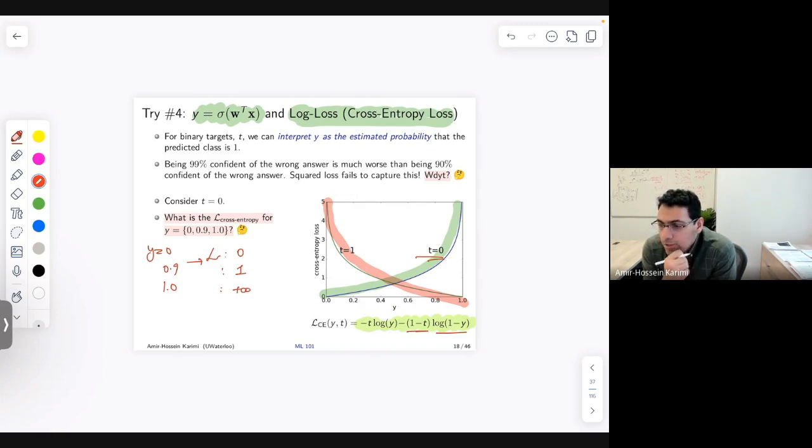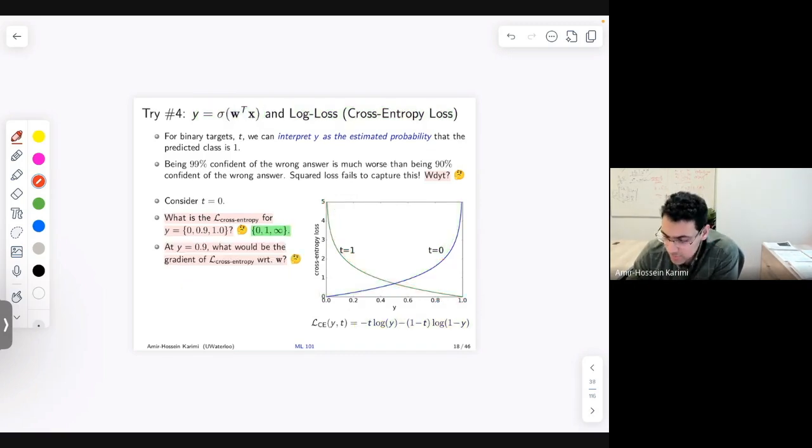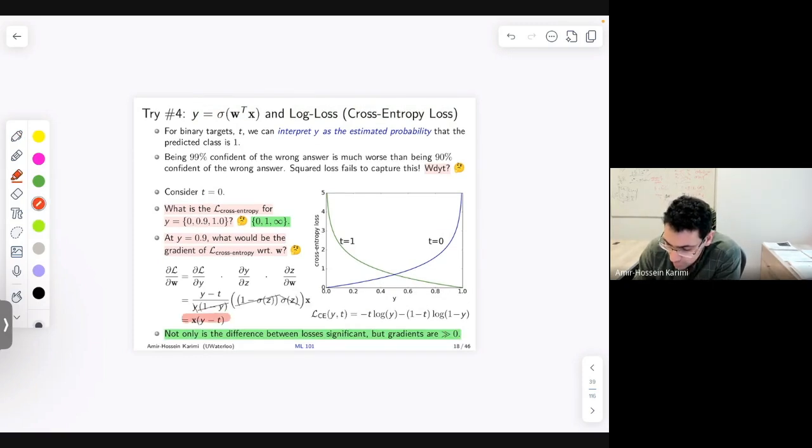The other question was not just about the absolute value of the loss, but also the gradients. So if we follow the same procedure as before, now we actually get an expression for the gradient, which you'll probably see a couple more times in today's lecture, which comes out to be the product of x, our input data, times the residual, the difference between our prediction and t. And that is certainly not 0. So two benefits here. Not only is there a difference between the losses, which is significant, but also the gradients are much larger than 0, meaning that actually the update step is going to work for us.